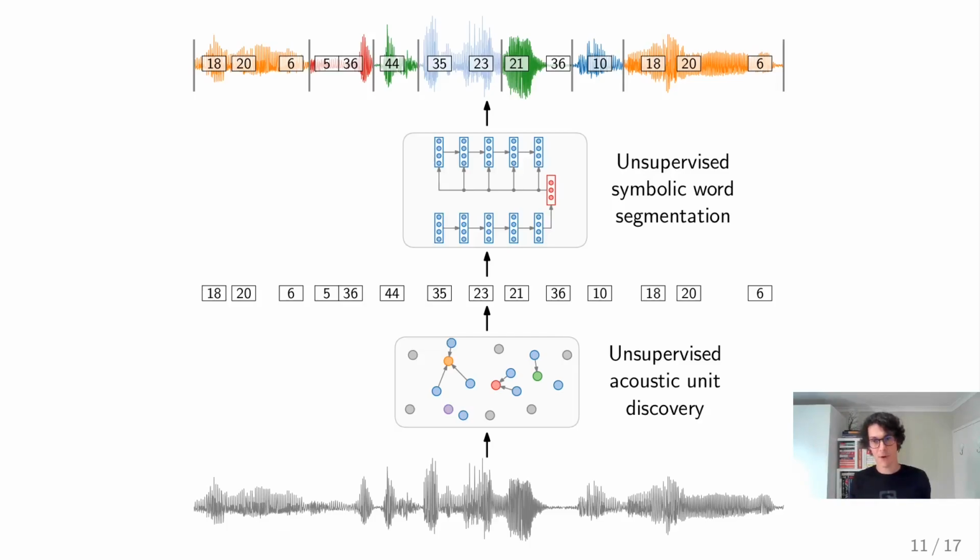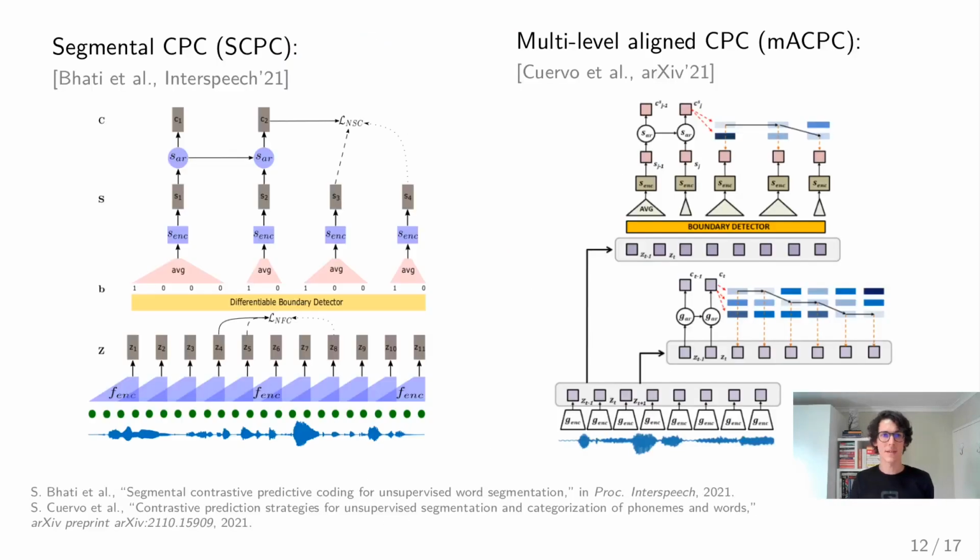You could follow a different approach. Actually, since that workshop, a number of groups have rather opted for a joint approach where phone discovery and word segmentation are joined together and basically occur at the same time. So two very recent approaches that have gone that route are the segmental CPC model and the multi-level aligned CPC model. They're both quite similar, so both of them have a CPC-like layer at the bottom, a contrastive predictive coding layer, which does something like phone discovery.